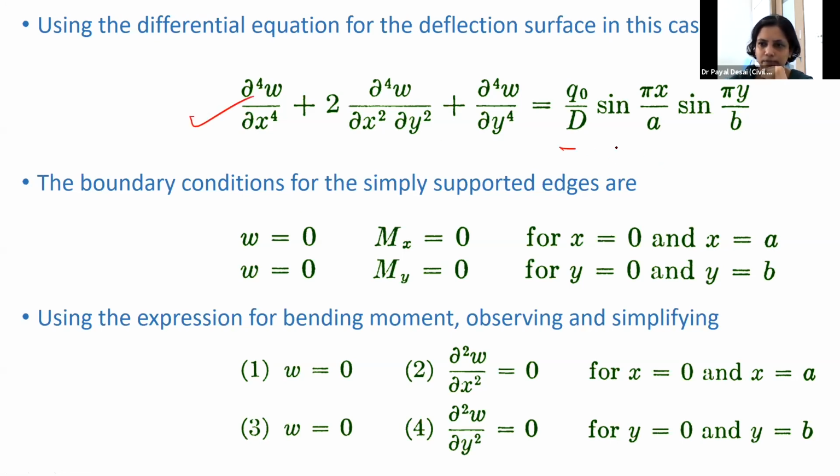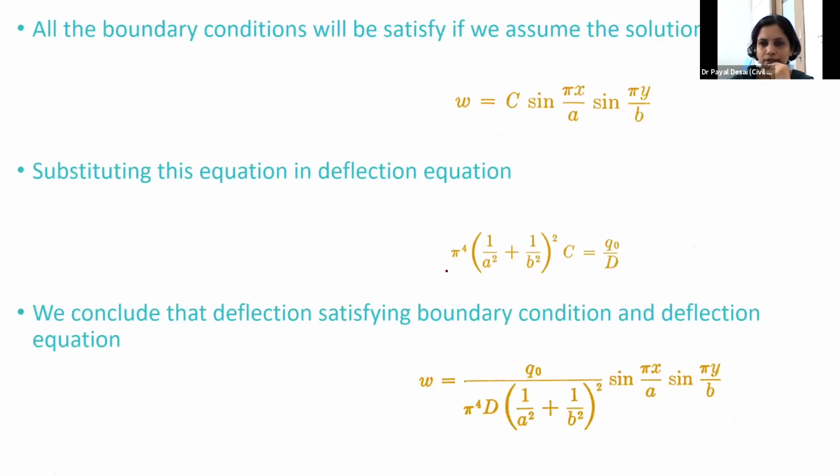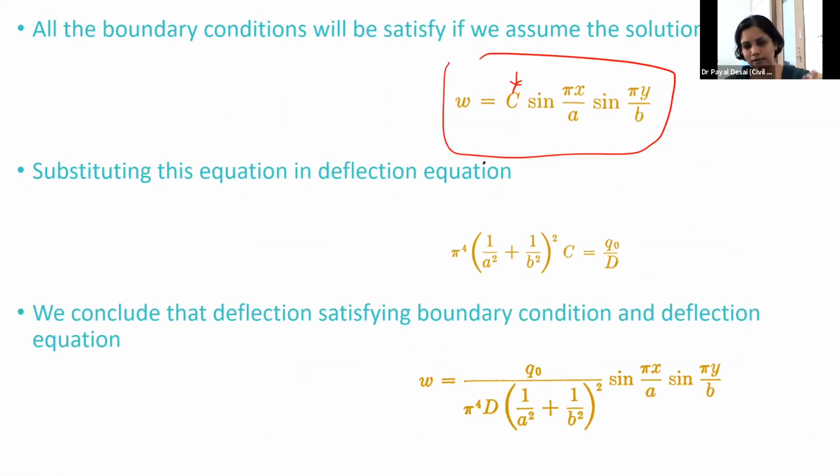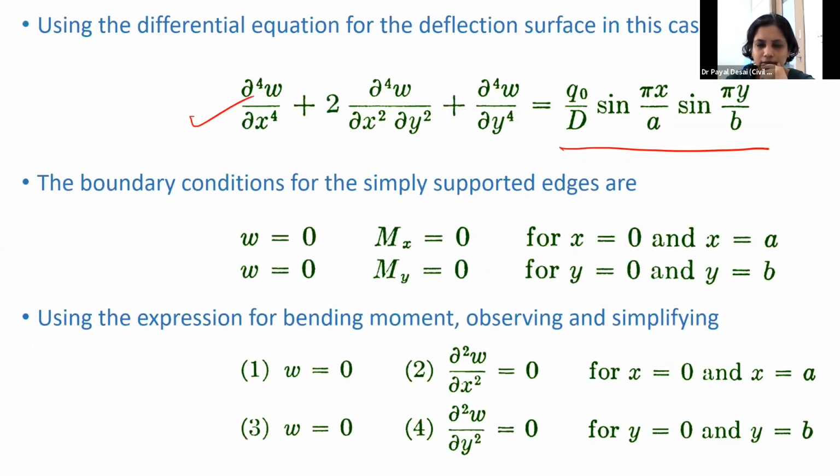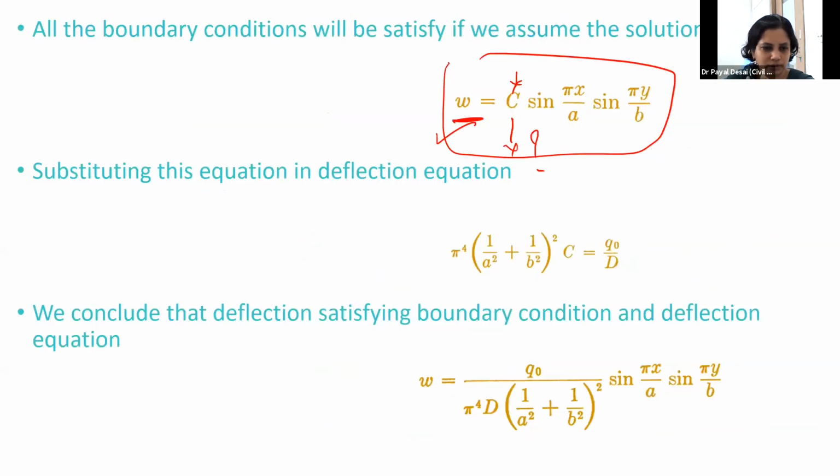You can simply replace the q term, the loading term, and assume a solution which satisfies the boundary conditions. This is the deflection solution with some constant. I may assume that the deflection surface will be like this with some constant, and this constant has to be determined. You replace this, provided the solution satisfies the boundary conditions. If you differentiate and substitute x and y as 0, you will see that the boundary condition is satisfied, right?